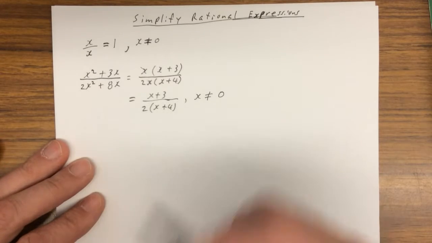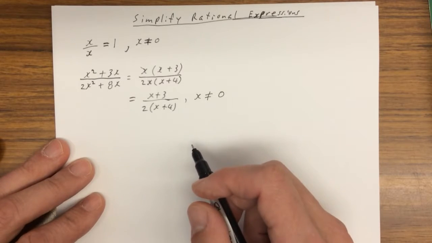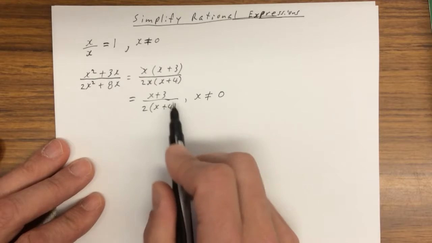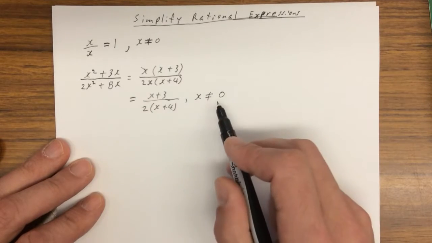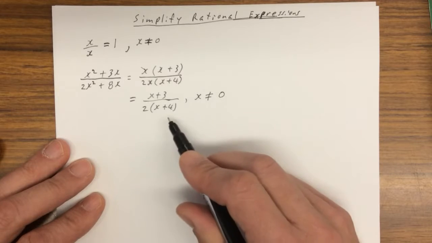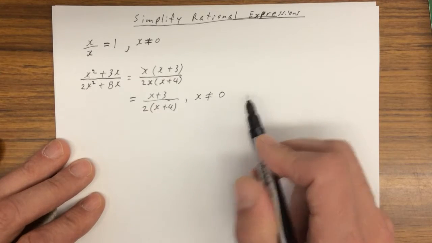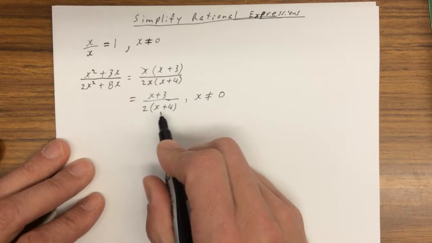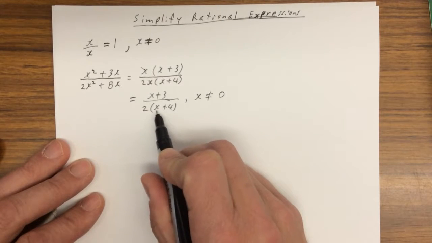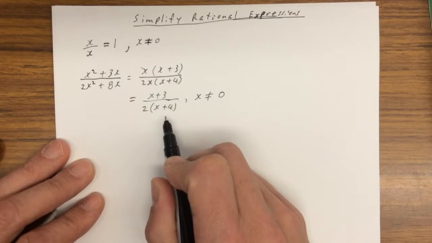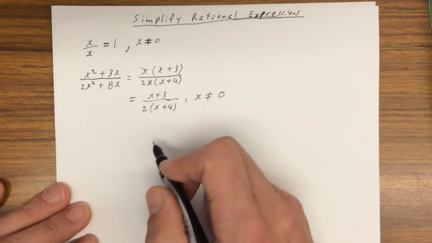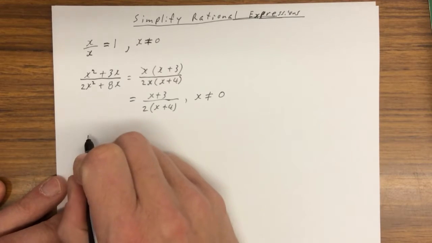However, if you were asked a separate question, state all restrictions of this rational expression, then you'd have to write down x cannot equal 0 and x cannot equal -4. Now the reason x cannot equal -4 is because if you plug in -4 in here, you're going to get 0. And the problem is you'd then be dividing by 0, which is not allowed. So let's try another one.